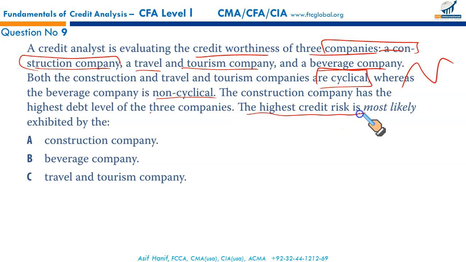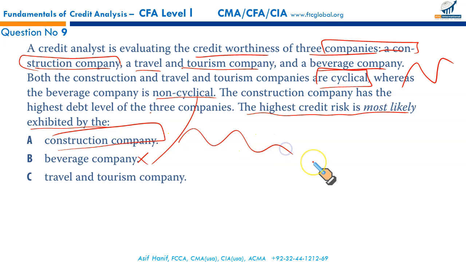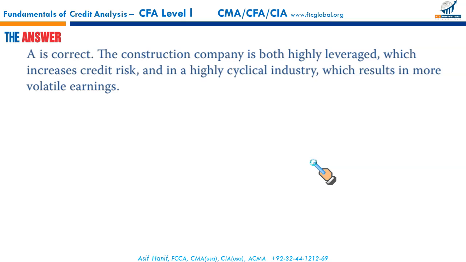So the highest credit risk is most likely exhibited by not the beverage company, it's non-cyclical, with stable earnings. Travel and tourism, yes, it has high volatility, but we don't have any indication regarding debt. But look at the construction company, it is highly leveraged, which increases the credit risk, and it also has higher volatility in earnings. So that makes A the firm with the highest credit risk. A it is. Next.